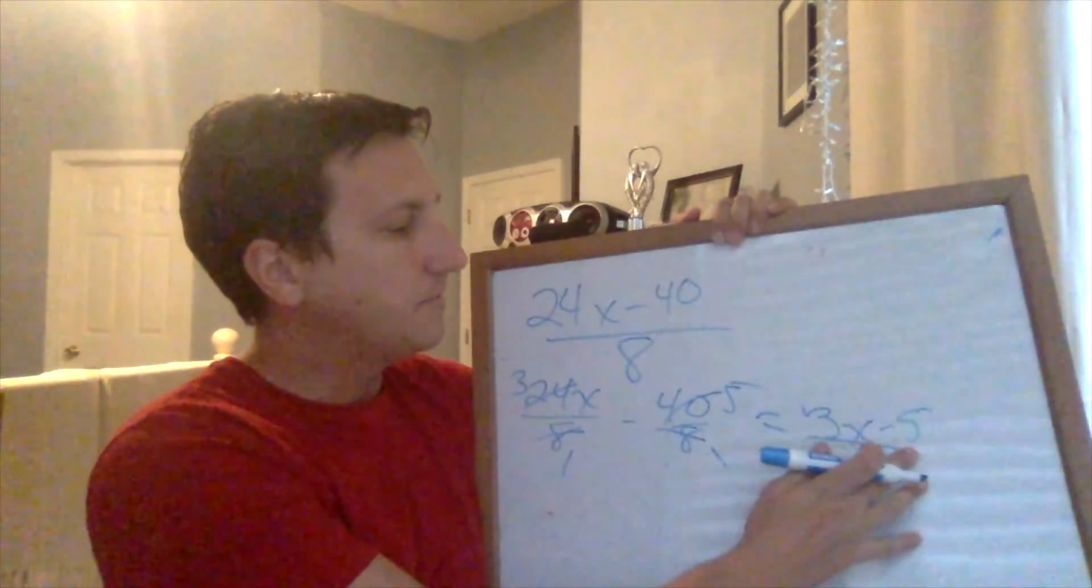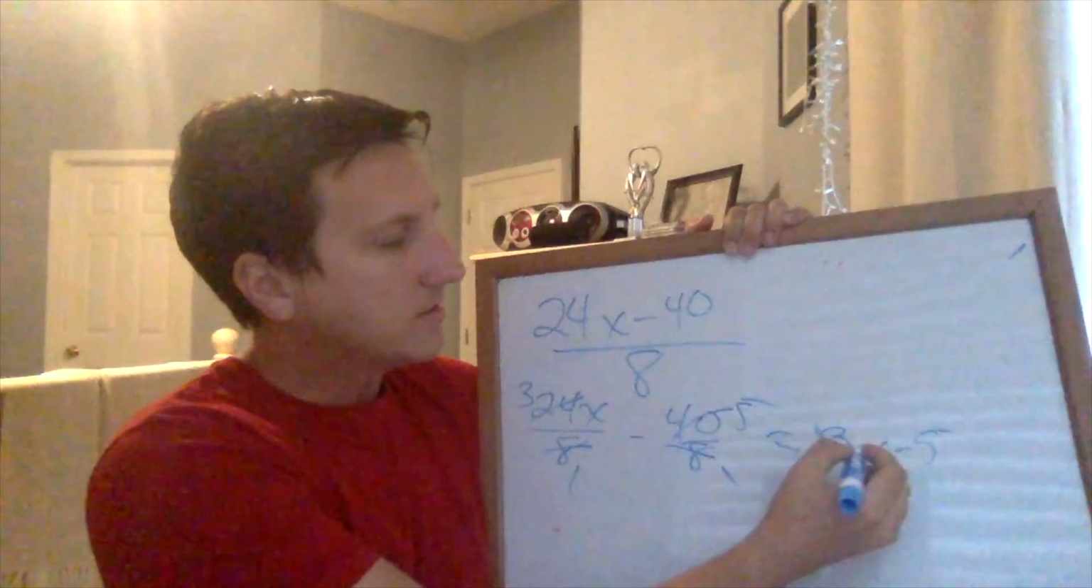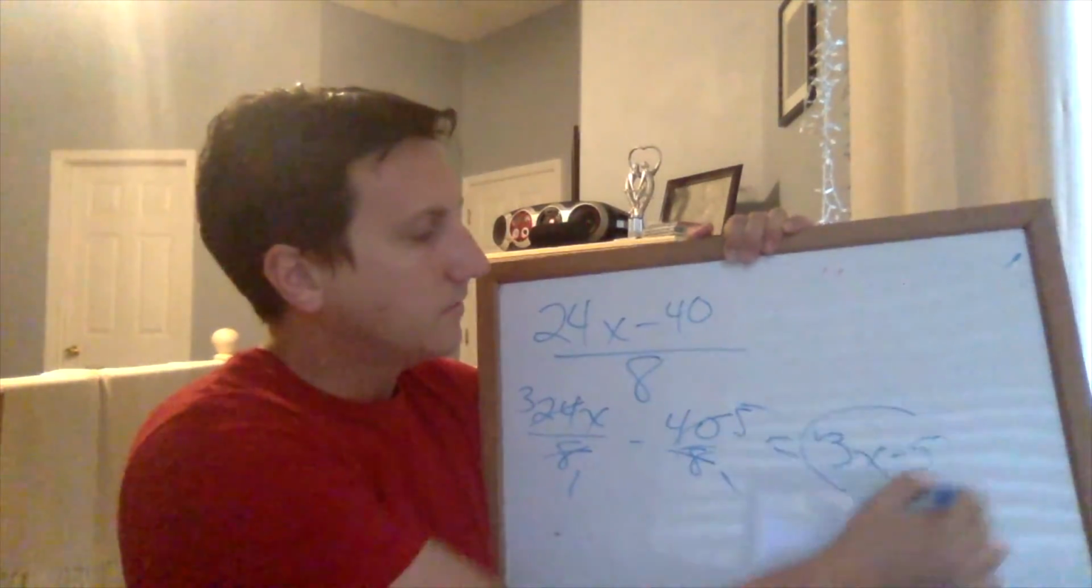Yep. So I don't have to put that over 1. Actually, I prefer you not to because that's understood. So it's just 3x minus 5.